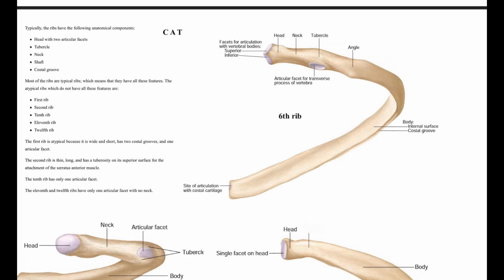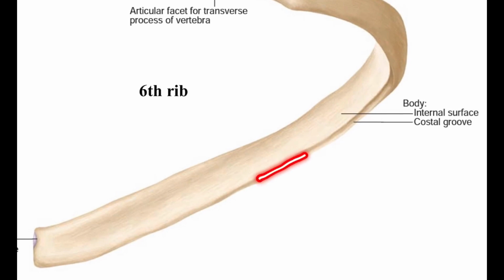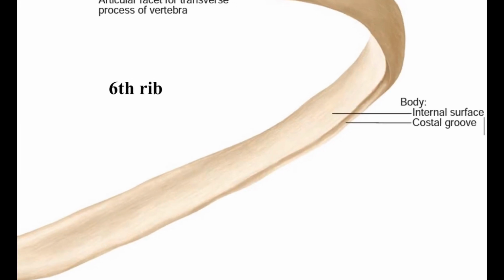So the body also bears a costal groove. Here you can see the costal groove. What do you mean by the word groove? It is a naturally occurring long depression area on the bone. So the costal groove guides the costal nerves and vessels to pass through.